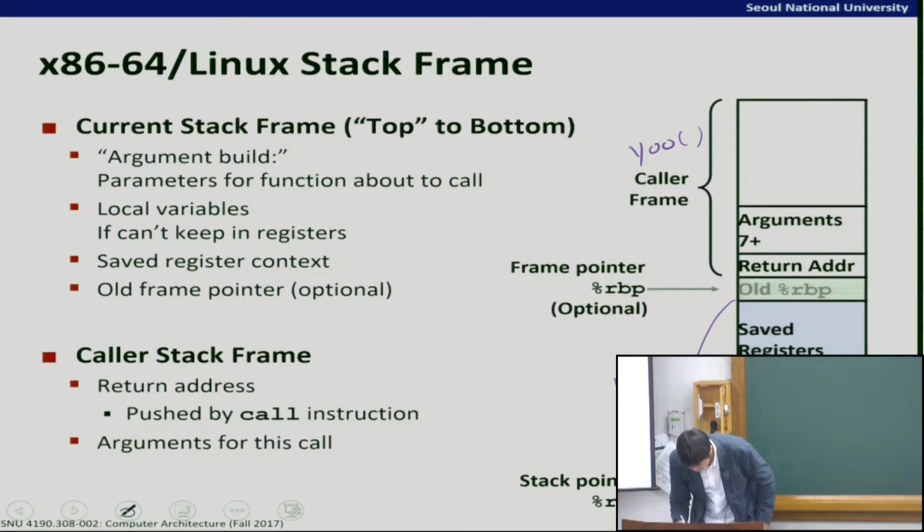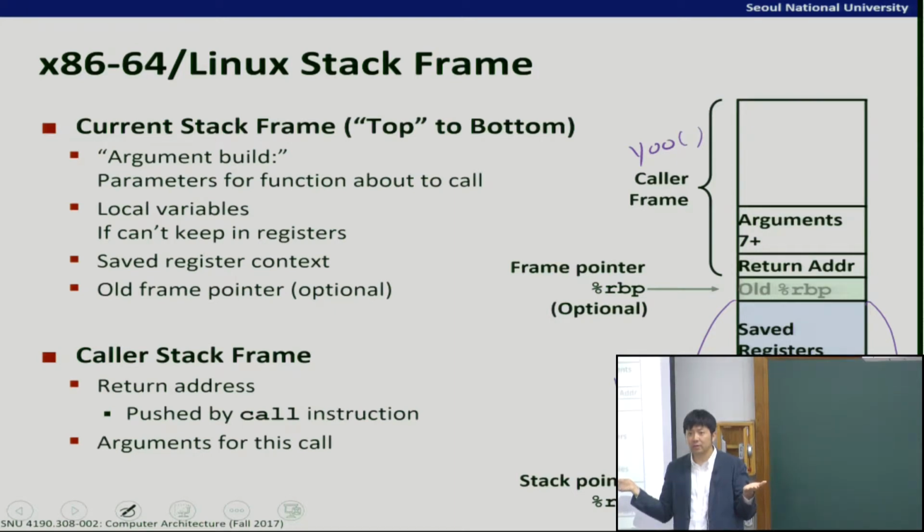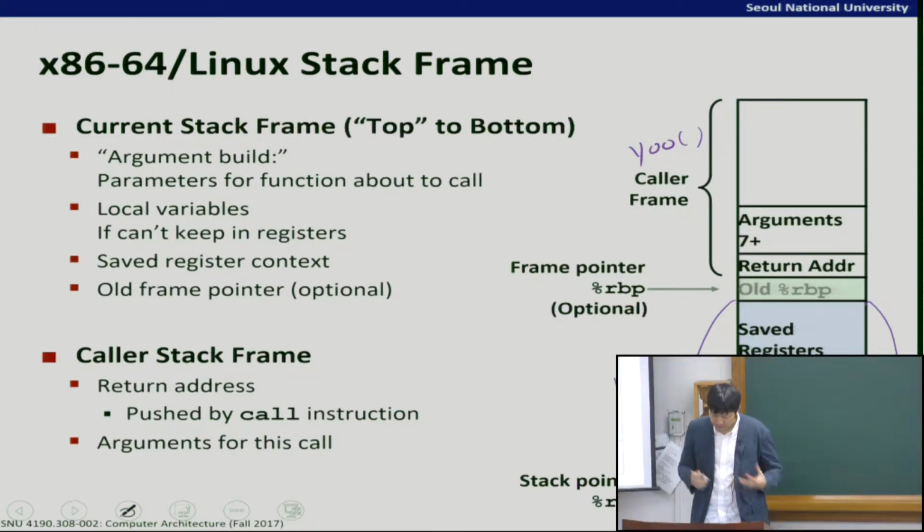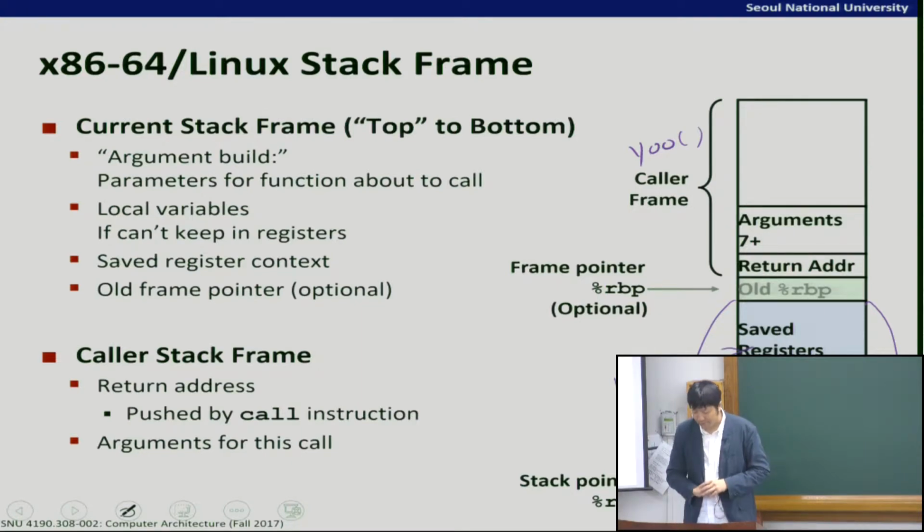And what about this region? This region holds local variables if they cannot be kept in registers. As I said, you have some arbitrary number of local variables, and you only have a limited number of registers. In general, the number of registers is too small to fit all your data, so it's very hard to avoid using the stack as memory. There are some extra variables that cannot be kept in the registers. Then you put those values into the stack as local variables, and also save the register context.